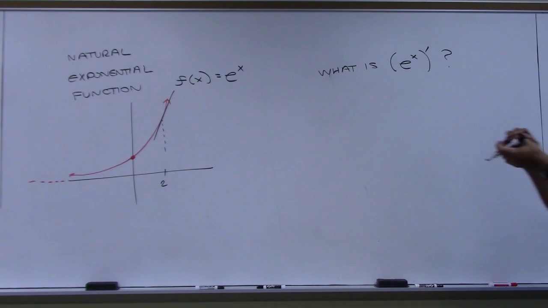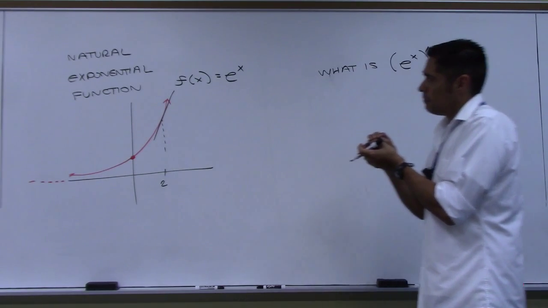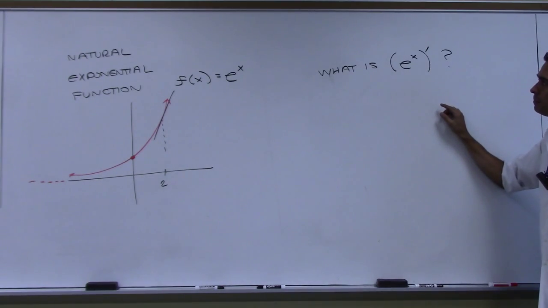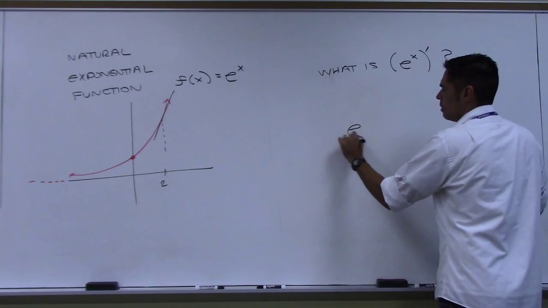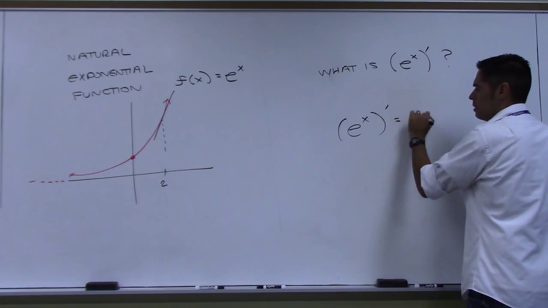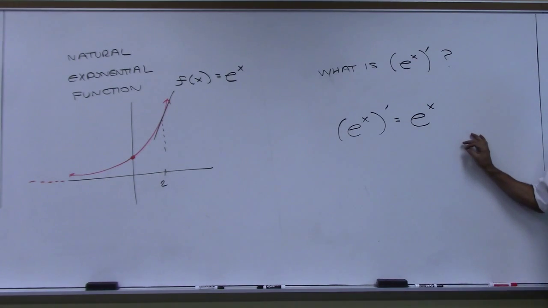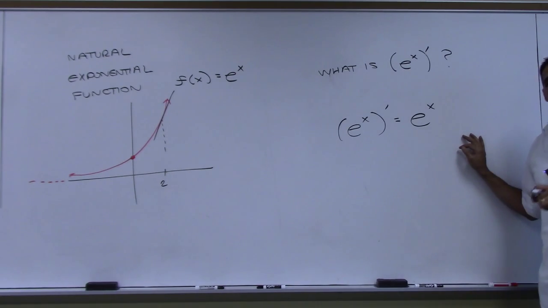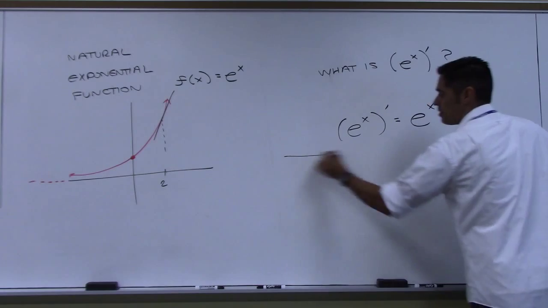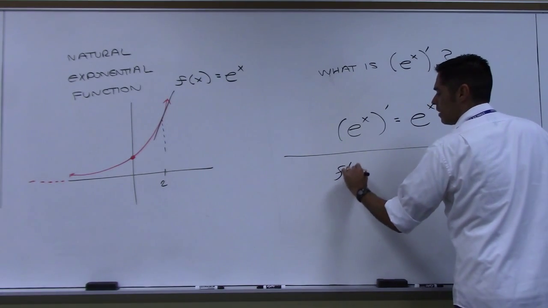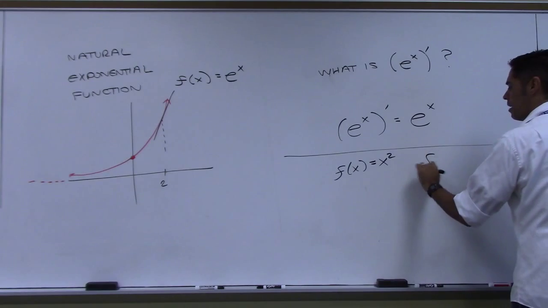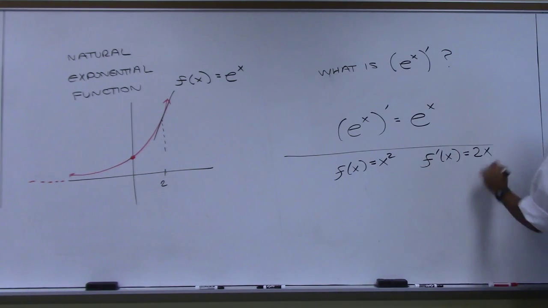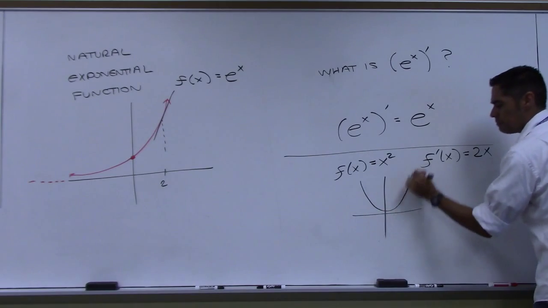Well, here's why it's special. The derivative of e to the x is actually itself. Why? Well, yeah, why? So let's first understand what this is saying. If I take a function, I'm going to try and contrast this with something below it. If I take the function f of x equals x squared, what's the derivative of that? 2x.